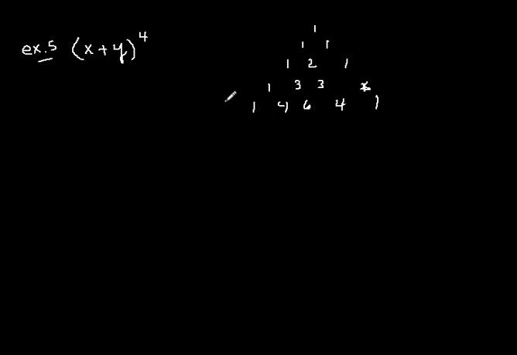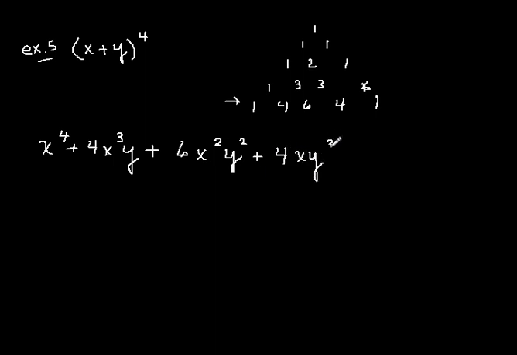Okay, so we're going to use this row right here. This will be 0, 1, 2, 3, 4. So it's going to be x to the 4th plus 4 x cubed y plus, now we're getting our 6, decreasing our x squared, y squared, plus 4 x y to the 3rd plus y to the 4th. And you expanded this binomial very easily using this Pascal's triangle.